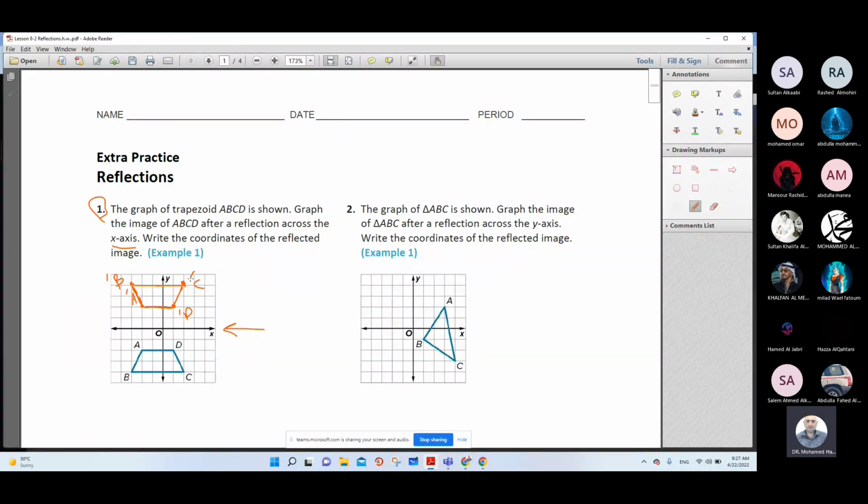Now write the coordinates of the reflected image. A prime, as you see, minus 2 in the x, 2 in the y. So A prime is minus 2, 2. B prime, we have minus 3 in the x and 4 in the y.